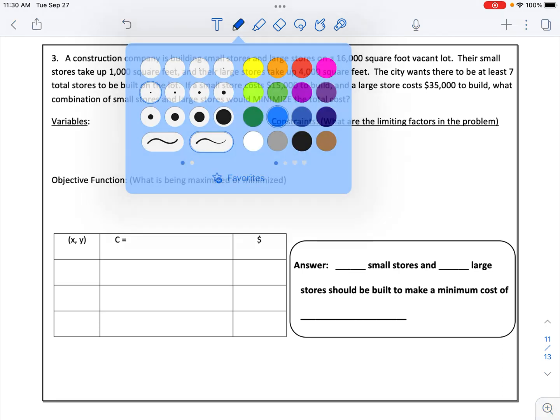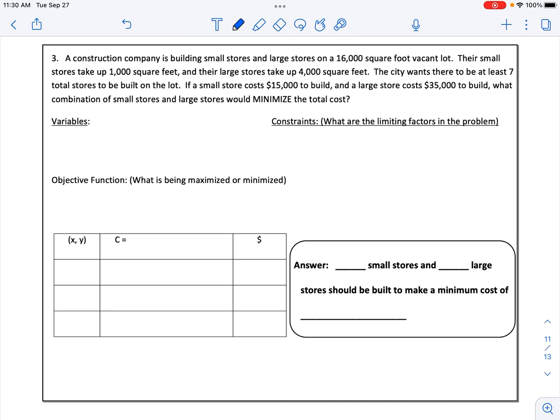So first thing we're going to do, read the problem. A construction company is building small stores and large stores on a 16,000 square foot vacant lot. Their small stores take up 1,000 square feet. Their large stores take up 4,000 square feet. The city wants there to be at least 7 total stores to build on the lot. If a small store costs $15,000 to build and a large store costs $35,000 to build, what combination of small stores and large stores would minimize the total cost? All right, so our variables, we've got an X and a Y. I'm going to call X my small stores and Y my large stores.